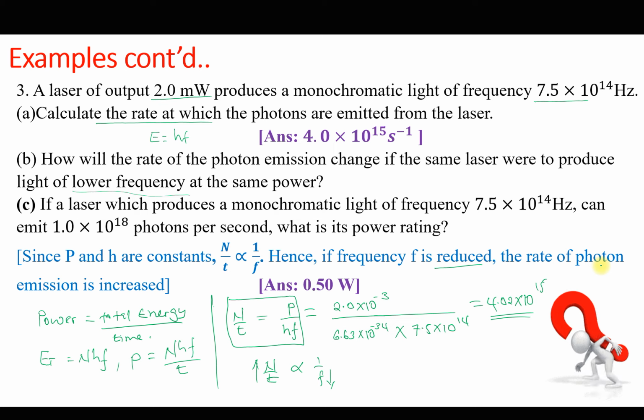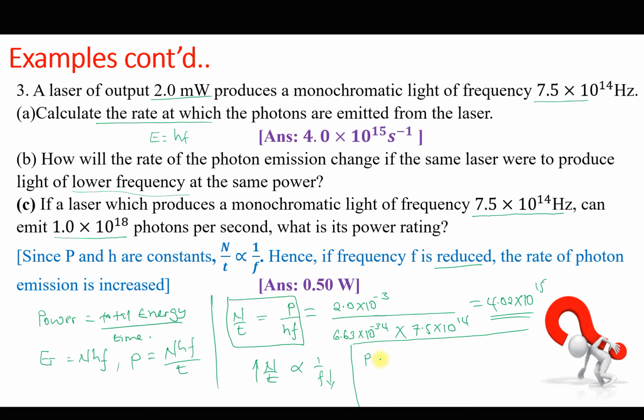Then, if a laser which produces a monochromatic light of frequency 7.5 times 10 to the power of 14 Hz can emit 1.0 times 10 to the power of 18 photons per second, what is the power rating? So this is also a simple question. They have given us N over t, the number of photons emitted per second, and we want to find the power rating. So the power is going to be the number of photons emitted per second times the energy of each photon, which is h times f.